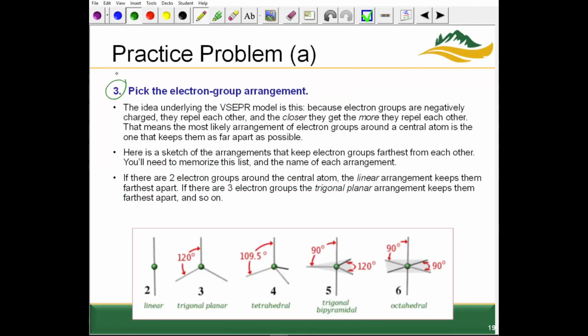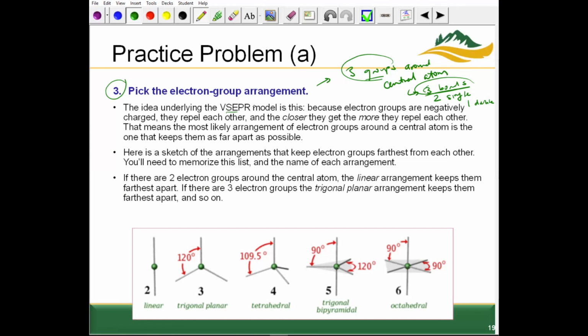Now in step 3, we pick the correct electron group arrangement given that there are 3 groups around the central atom. The 3 groups here happen to all be bonds: 2 single bonds and 1 double bond. Again, we will eventually see where there are not just bonds, but also lone pairs of electrons around the central atom. Here, just 3 bonds, 3 groups around the central atom.